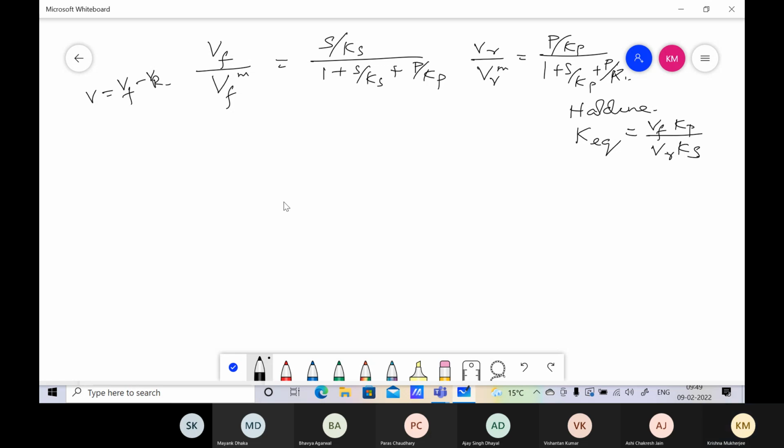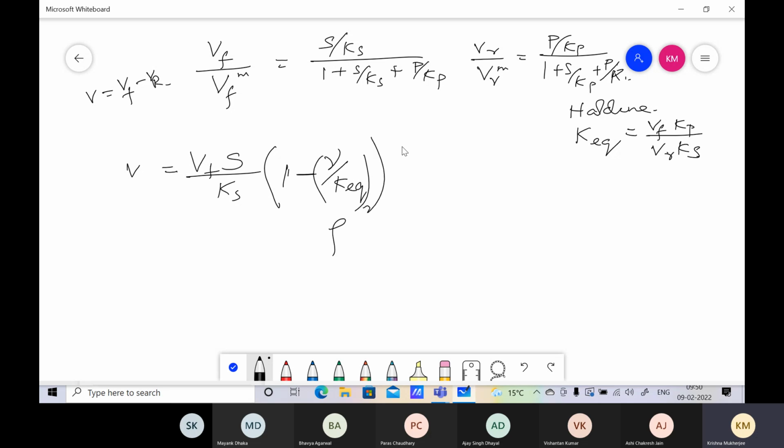Now, notice that I have this formulation here, that velocity therefore becomes equal to Vf S upon Ks, times 1 minus gamma by K equilibrium, which is nothing but rho, into 1 upon 1 plus S by Ks plus P by Kp, right? This is the essential formulation of a forward reaction.